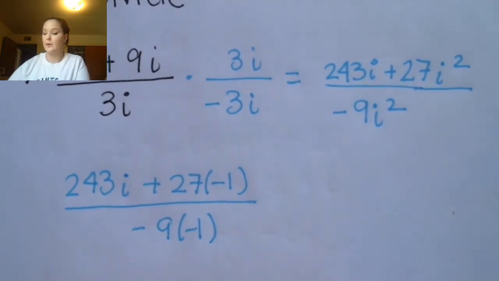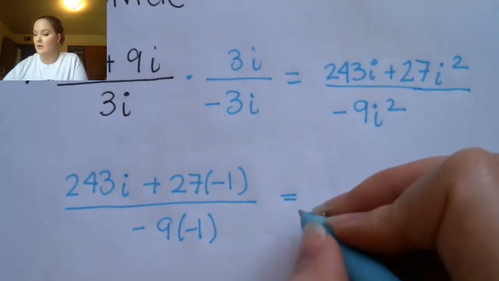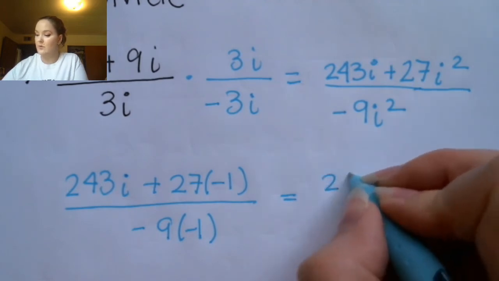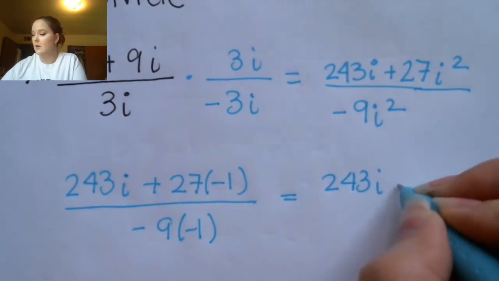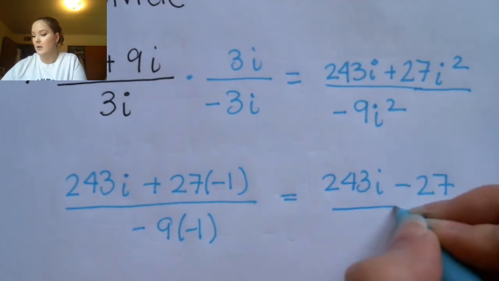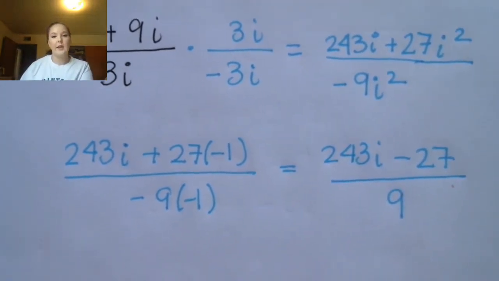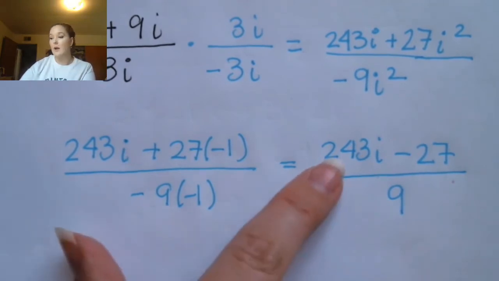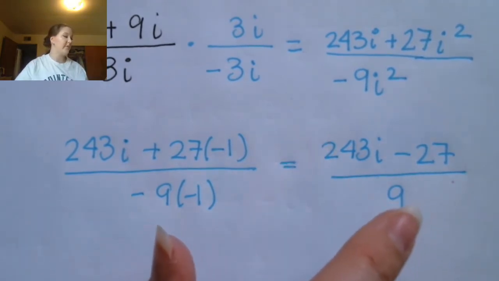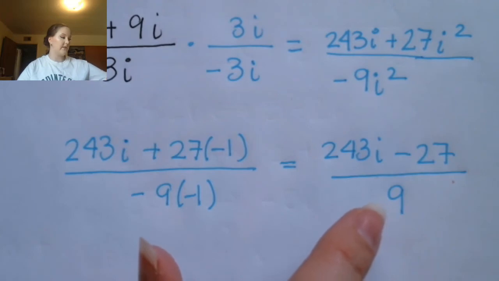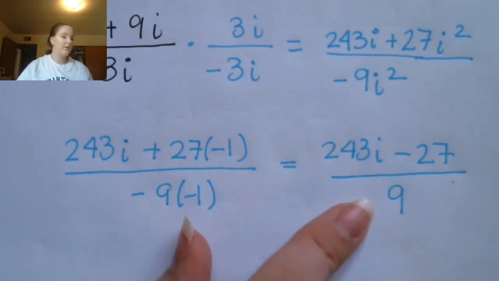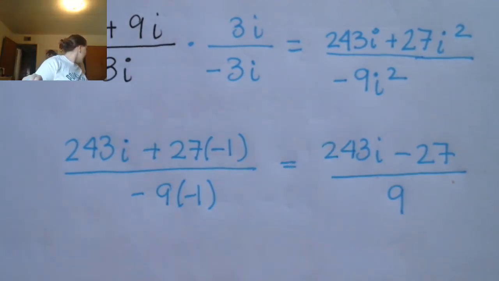Okay, so I'm just going to rewrite this with all my numbers looking reasonable. So (243i minus 27) over 9. Now I'm going to simplify this, right? First by doing 243 divided by 9, and then I'm going to do 27 divided by 9.